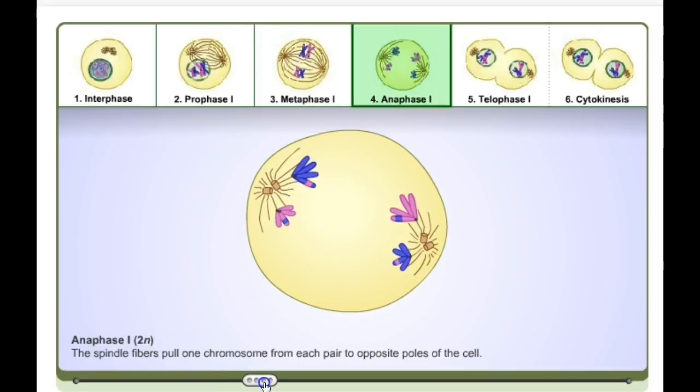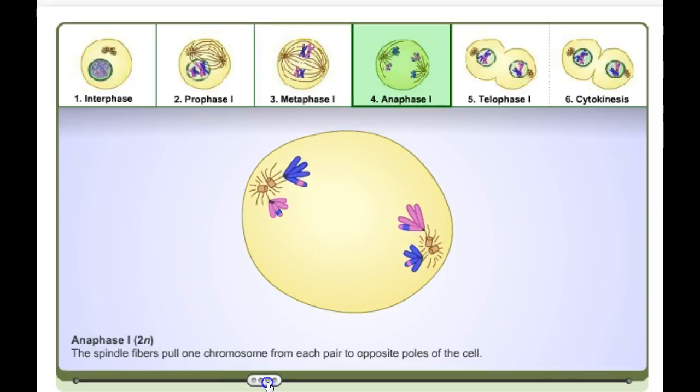Then the next phase is called anaphase. Clearly what's happening right here is that in anaphase, the spindle fibers are going to pull one of the homologous chromosomes from each pair to the opposite poles of the cell. So now we have the separation of chromosomes. For this chromosome, dad's chromosome went to this side, whereas mom's went to the other, and vice versa for the other chromosome. So now we no longer have homologous pairs, they have separated to opposite ends of the cell, and that's anaphase.